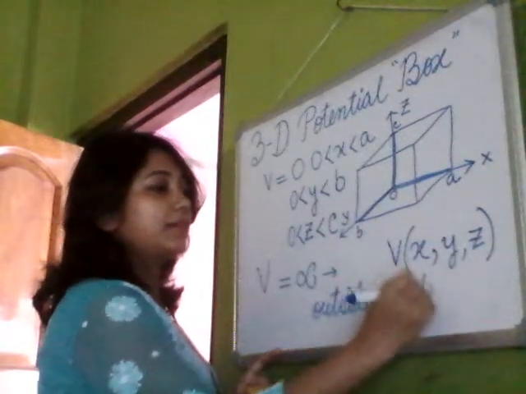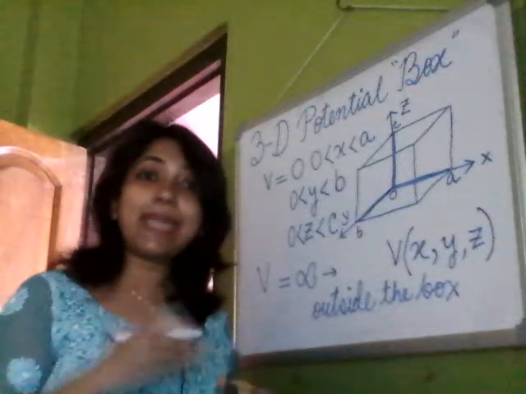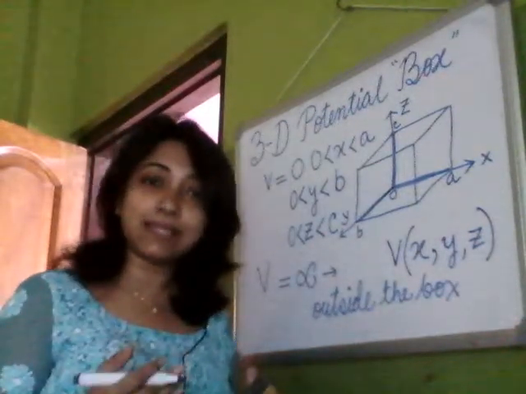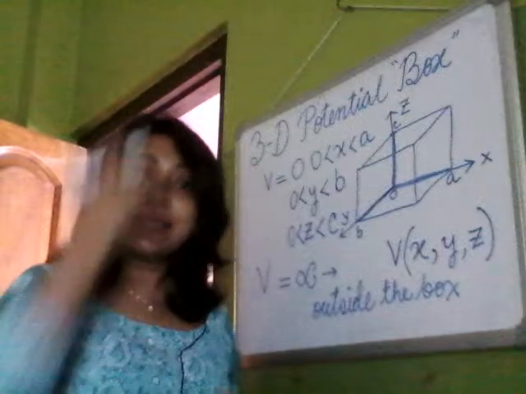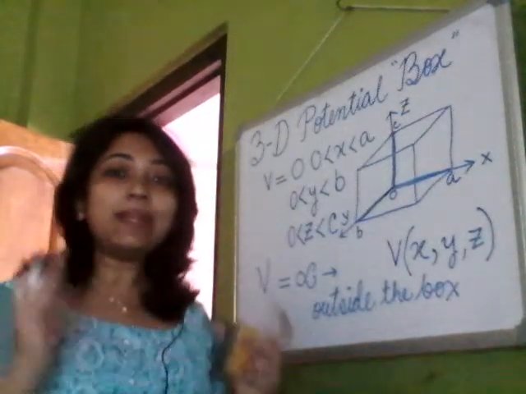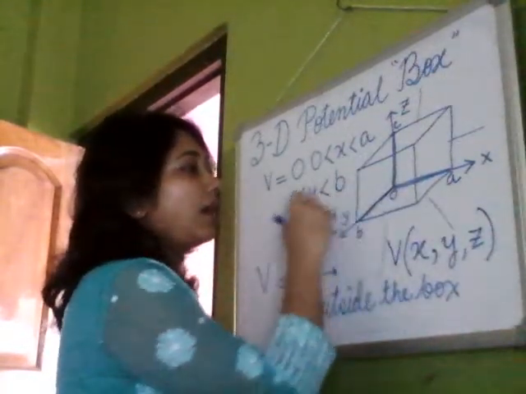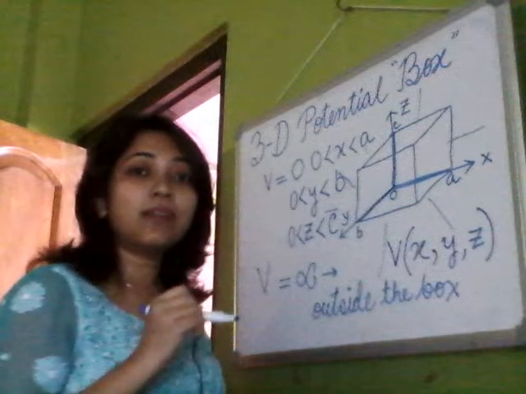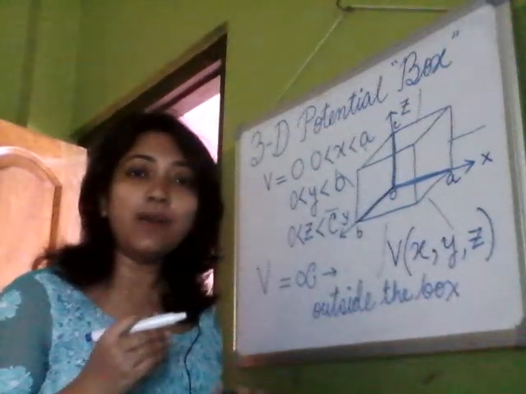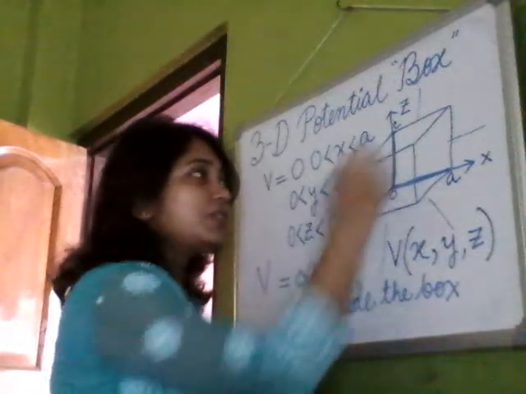Outside the box. Which box? The box of dimension A, B, C: A along the x-axis, B along the y-axis, and C along the z-axis. So the moment I put an infinite potential anywhere outside this box, what am I asking this particle to do? As if I'm confining this particle only within this dimension.